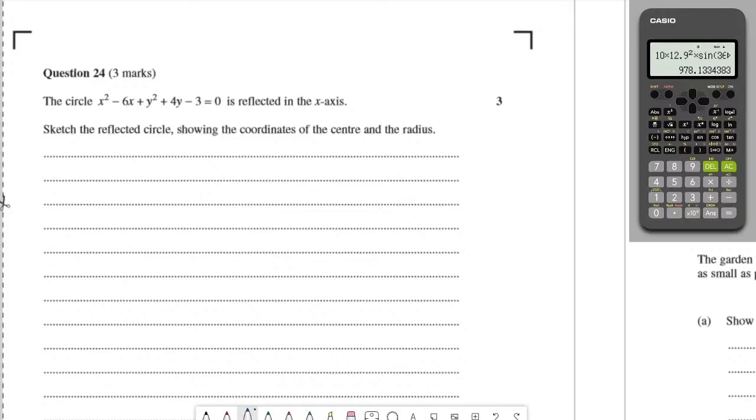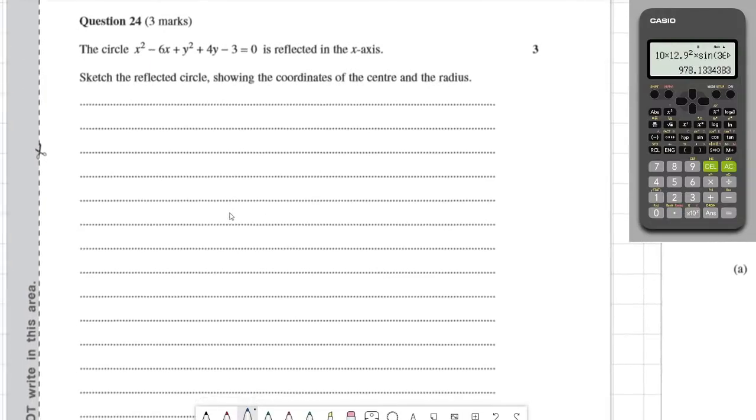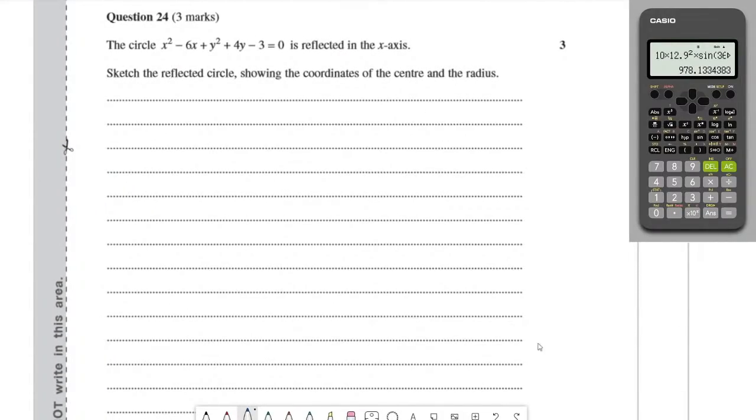Alrighty, so we've got a circle is reflected in the x-axis. Sketch the reflected circle showing the coordinates of the center and the radius. So here's our circle here. Let's put it into a form that we're actually good with. So we've got x squared minus 6x plus, and I'll leave a gap there, y squared plus 4y, and I'll leave a gap there, minus 3 is equal to 0. In fact, I'm going to put the 3 onto the other side. You'll see why in a moment.